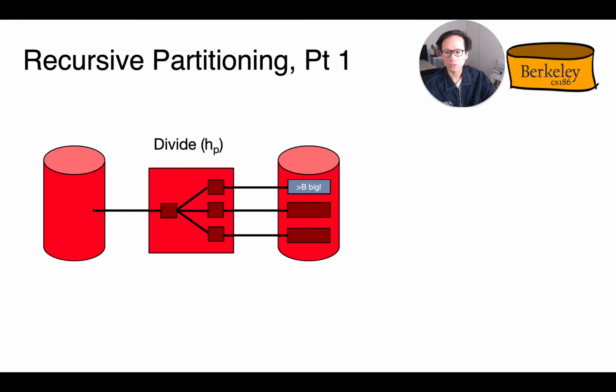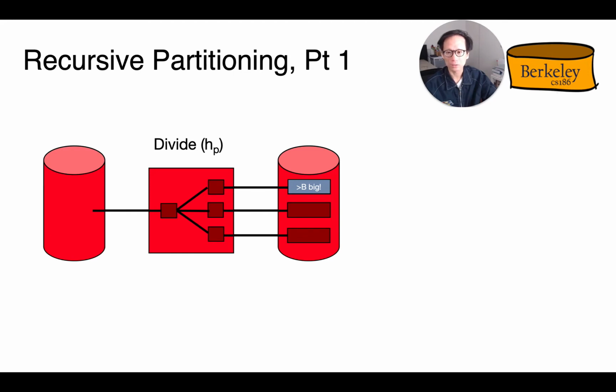We can detect the need for recursive partitioning during phase 1 when we generate an output partition that is greater than B pages. We will deal with that partition during phase 2. What happens in phase 2 for that partition is that we recursively sub-partition it into its own partitions.